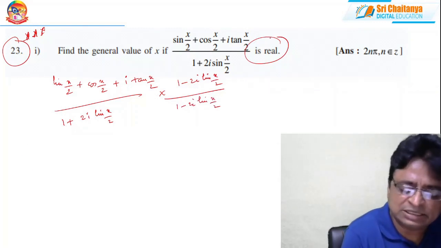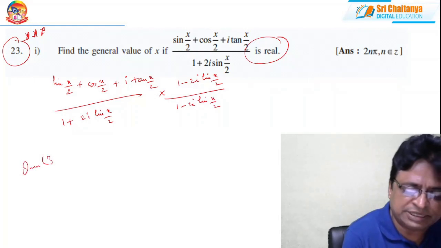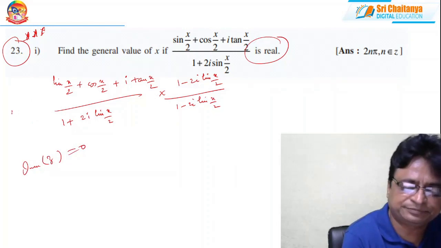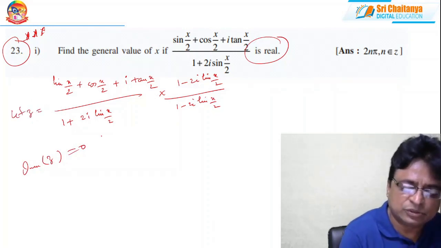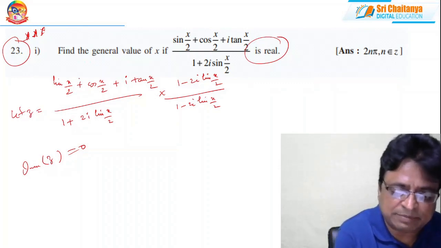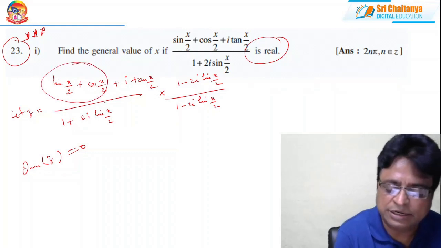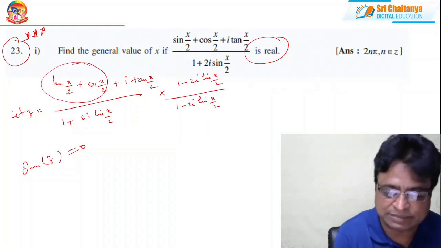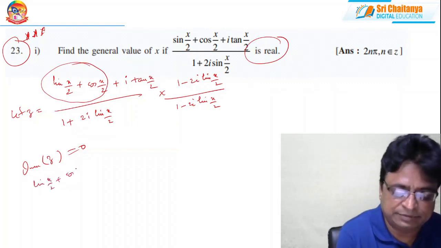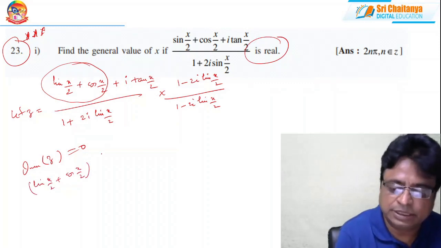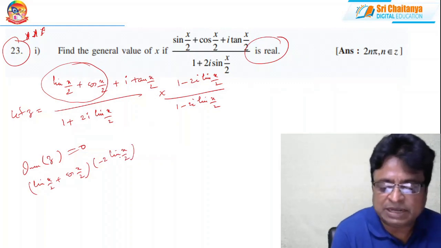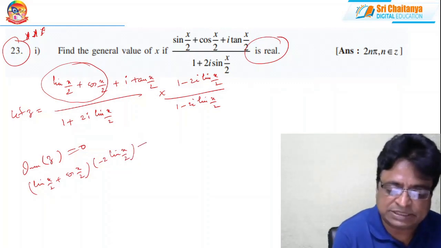Now it is real, so the imaginary part of z is equal to 0. The imaginary part of this complex number z is equal to 0. Let this be z. What is the imaginary part? This imaginary part means this real into this imaginary, that is sin x by 2, plus cos x by 2 into here minus 2 sin x by 2, and imaginary part: this imaginary into this real, plus tan x by 2.